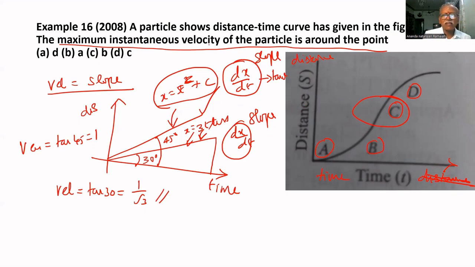The maximum instantaneous velocity is at C, therefore the answer is... A is D, B is A, C is B, D is C. Therefore, D is the answer. The slope is maximum means velocity is maximum.